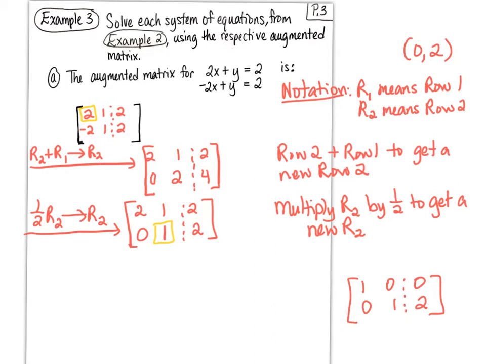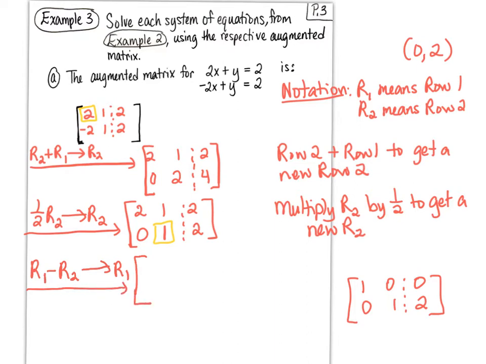Okay? And now what we're going to do is we're going to create a 0 here. So now which row is going to change? Row 1 or row 2? Row 1. So you always start out with the row you want to change. So row 1 minus row 2 to get a new row 1. Okay? So, we do our arrow.